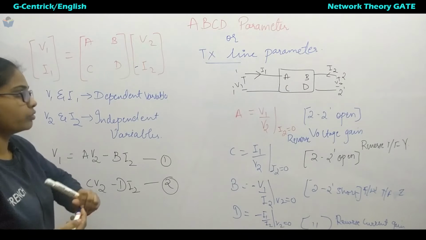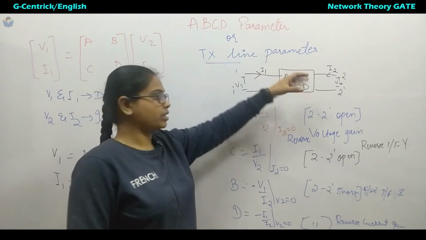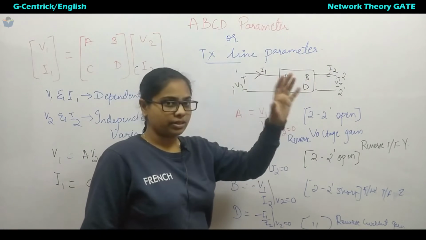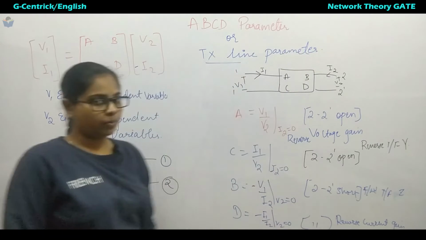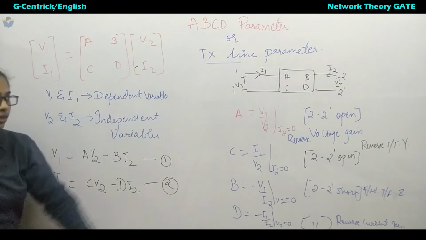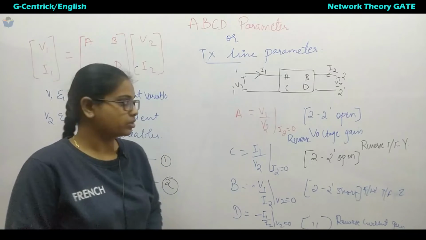Now we will see some questions based on this. The important thing to remember here is the negative sign, because in the power system the current direction is in this way and in this network it is in the opposite way. So we have to add a minus sign over here. Now we will see some of the problems asked in GATE exams.